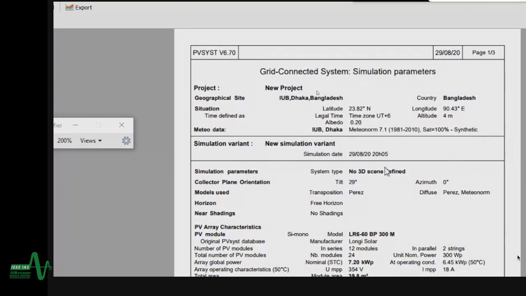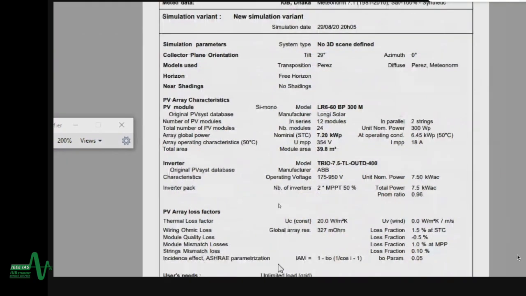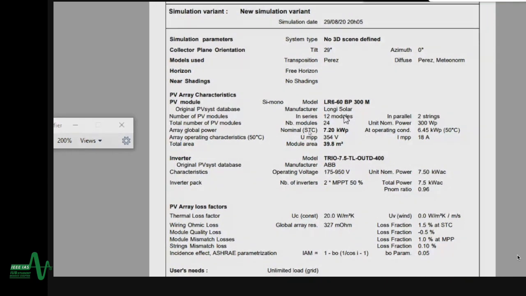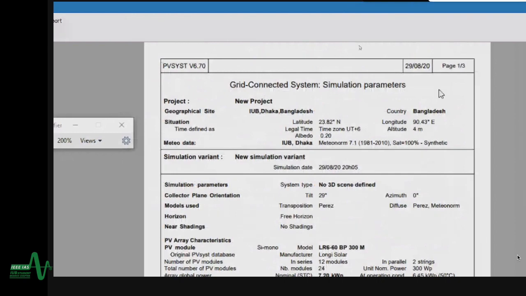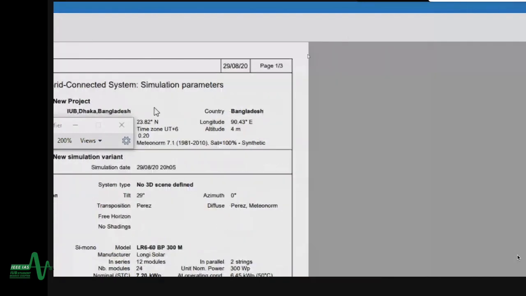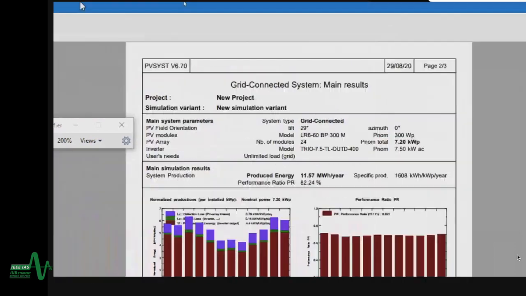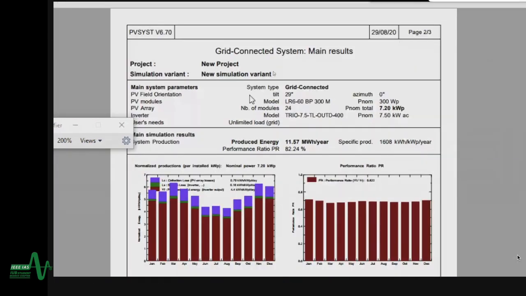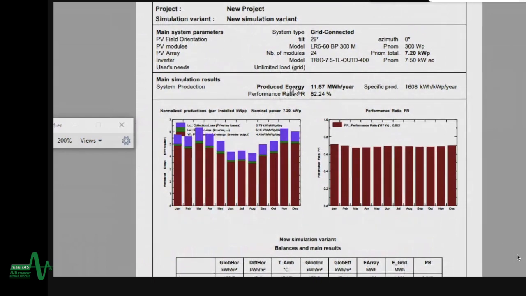We already chose the country Bangladesh, the longitude and latitude are in here, all of this information is in here. The simulation parameters are already given, the chosen field angle, the azimuth, the solar name, all of these are here to know about. Okay, then next page. It connects your system, so it is important.